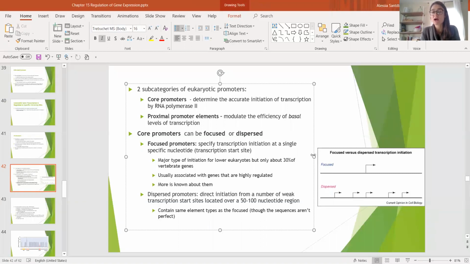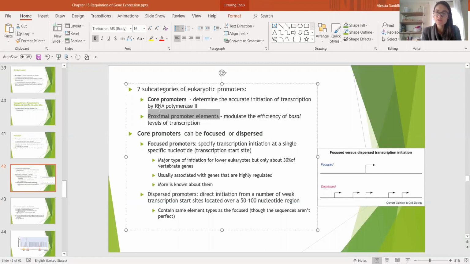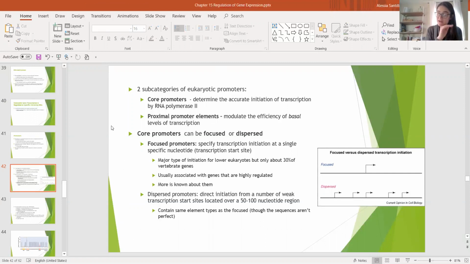So those genes that have to be constitutively expressed, so continuously expressed, those housekeeping genes, are usually under the control of proximal promoter elements, because they always need to have at least some basal, minimum level of transcription. Core promoters can also be 2 different kinds. We can have focused or dispersed promoters.